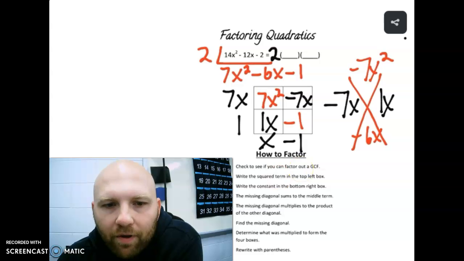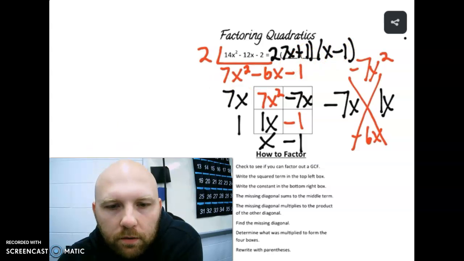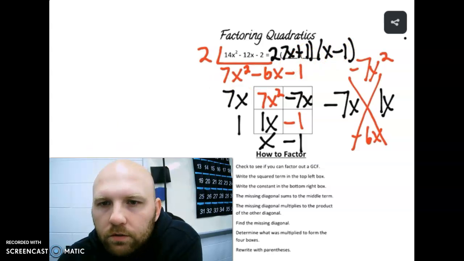So therefore we have factored this. Factoring is just this idea of unmultiplying. We've taken something that was multiplied together and completely broken it apart into its factors. 2 times 7x plus 1 times x minus 1 would be our three factors in that case.